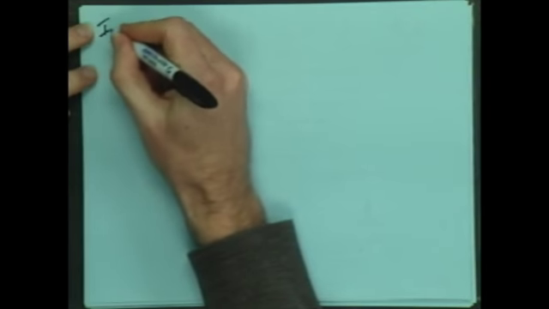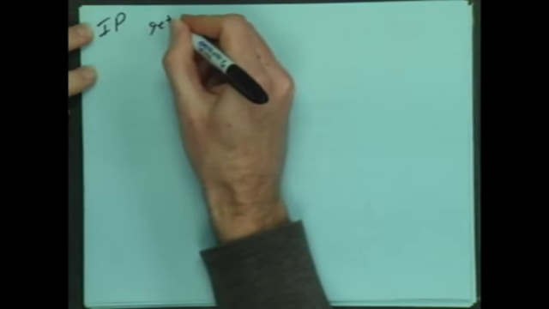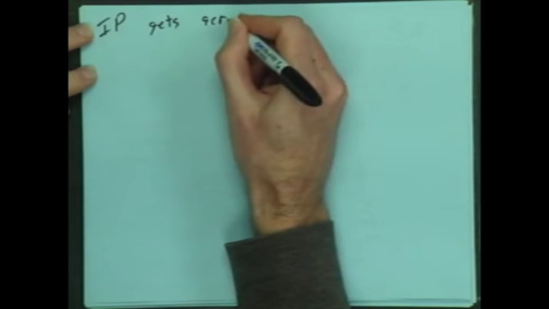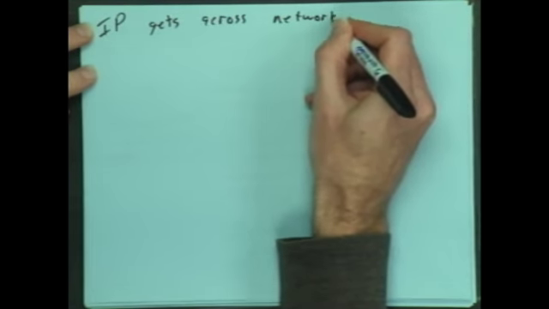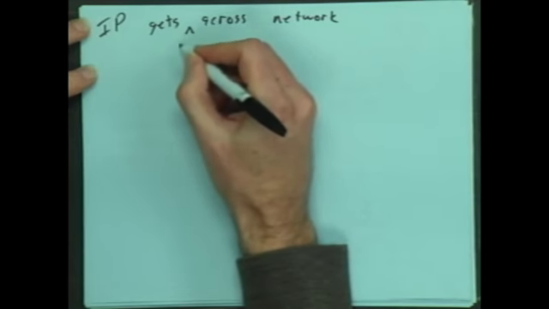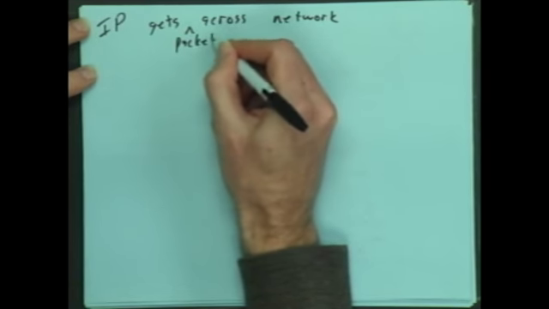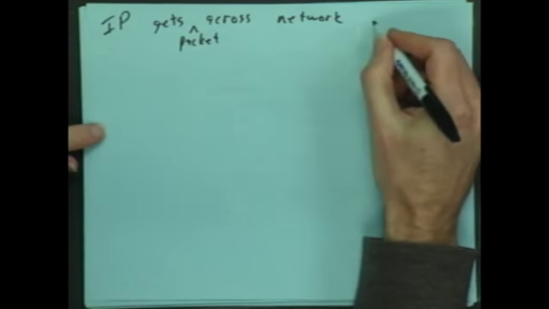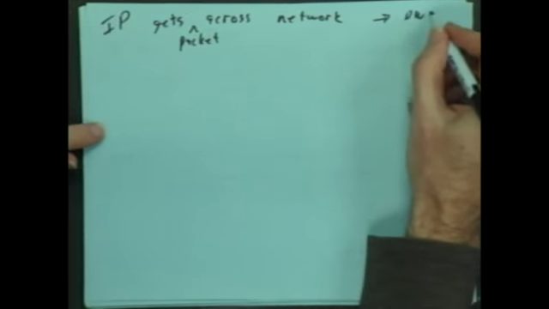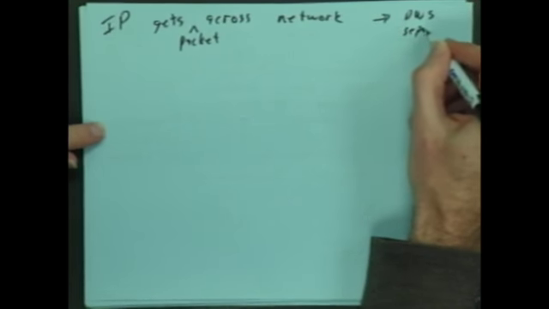Right, so remember, IP is going to get you across the network. Okay? So IP is what gets the packet across the network. And we remember, as we just said, DNS is a separate thing.